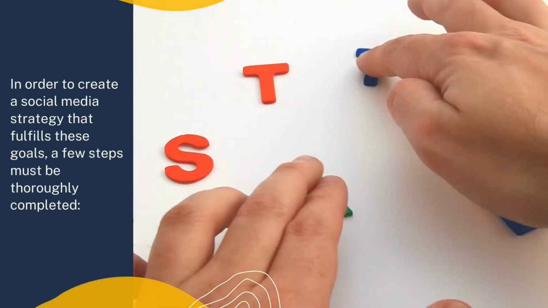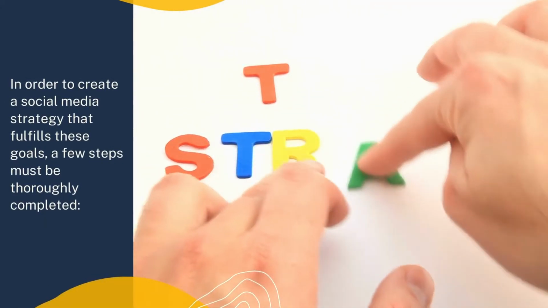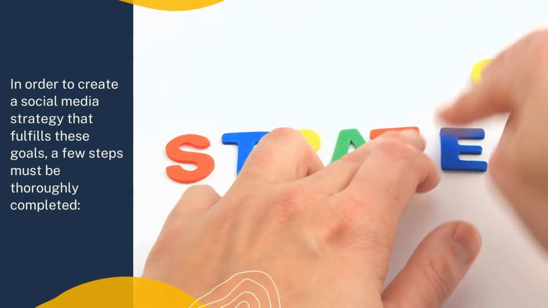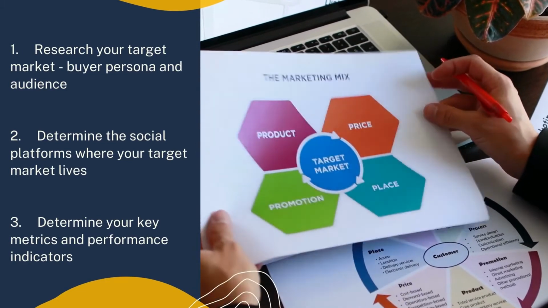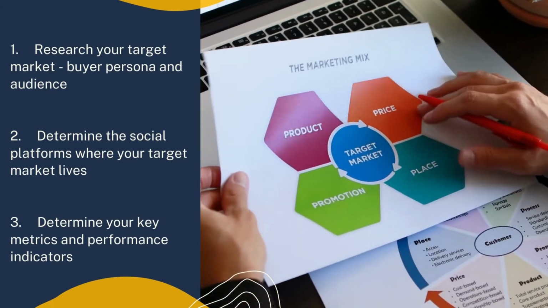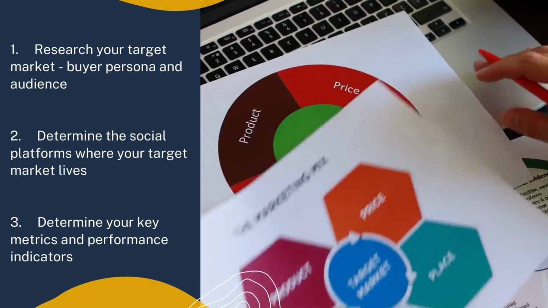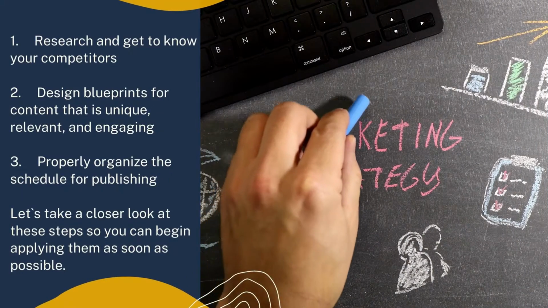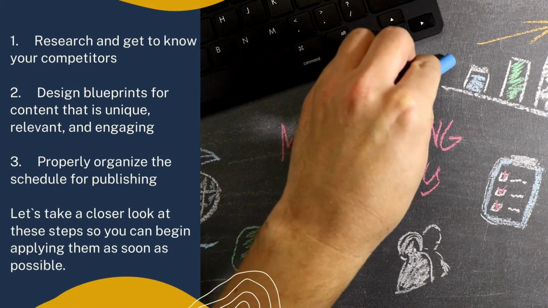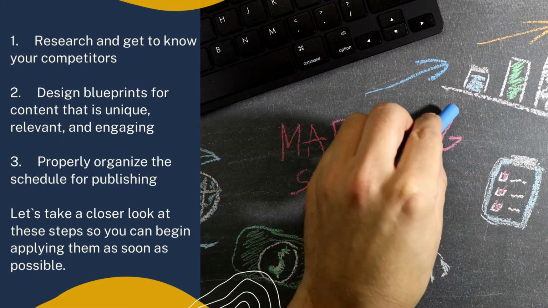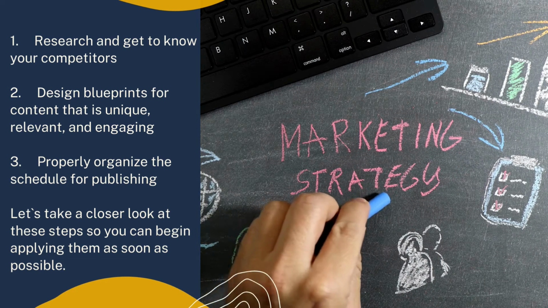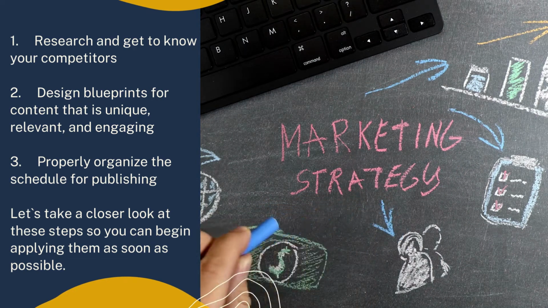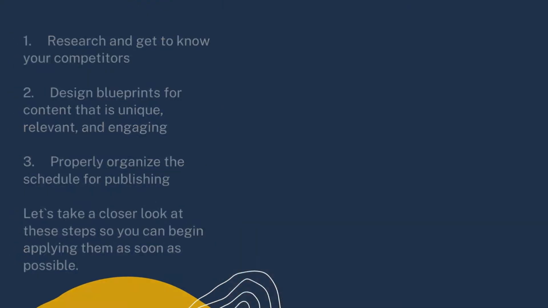In order to create a social media strategy that fulfills these goals, a few steps must be thoroughly completed. 1. Research your target market, buyer persona and audience. 2. Determine the social platforms where your target market is. 3. Determine your key metrics and performance indicators. 4. Research and get to know your competitors. 5. Design blueprints for content that is unique, relevant, and engaging. 6. Properly organize the schedule for publishing. Let's take a closer look at these steps so you can begin applying them as soon as possible.